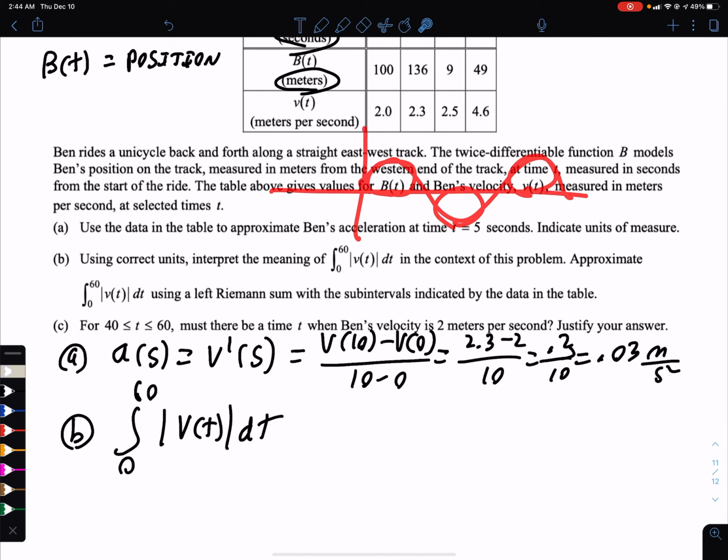If you integrate it, it's this plus this minus that. And it's your displacement, not your total distance. But when we absolute value, all of a sudden, this is on top, and you're adding all that, so it becomes total distance traveled.